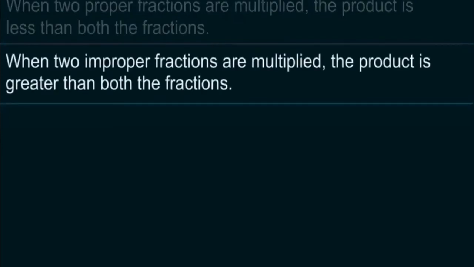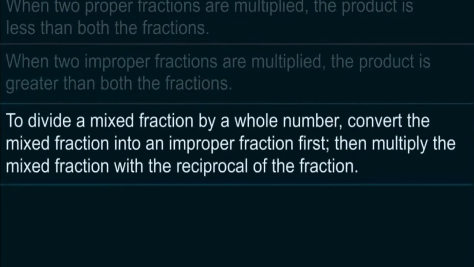In this module, you learned that when two proper fractions are multiplied, the product is less than the individual fractions. When two improper fractions are multiplied, the product is greater than both the fractions. And to divide a mixed fraction by a whole number, convert the mixed fraction into an improper fraction first. Then multiply it with the reciprocal of the fraction.